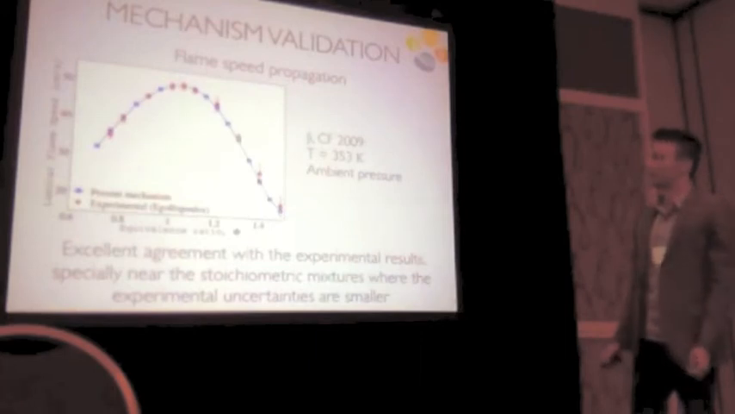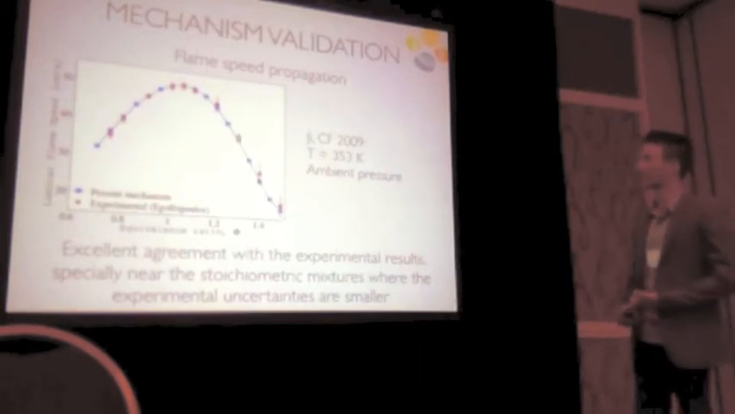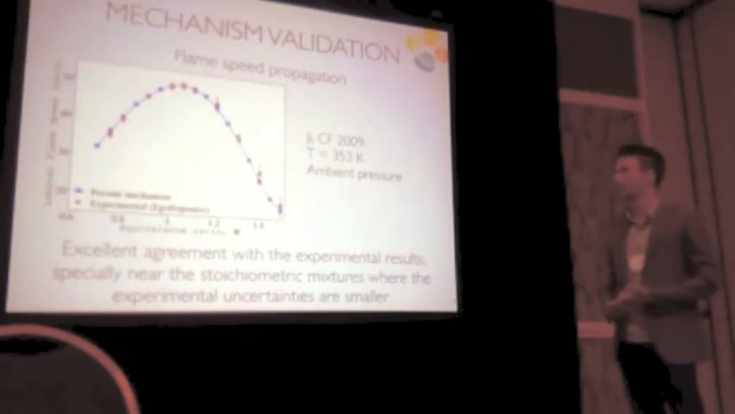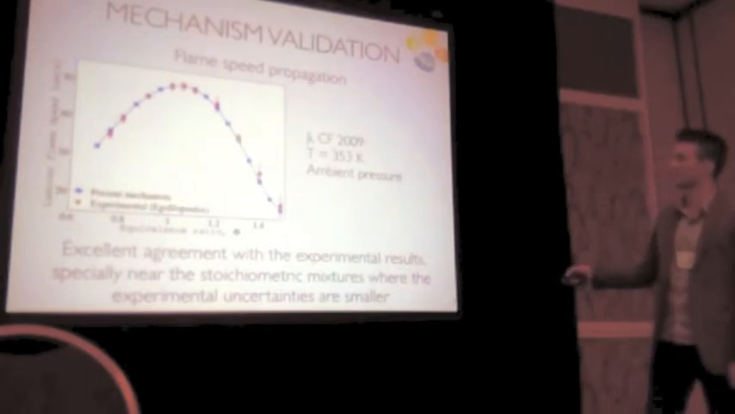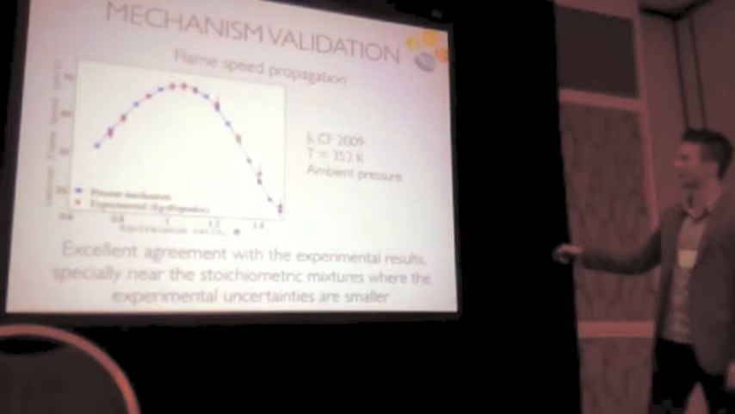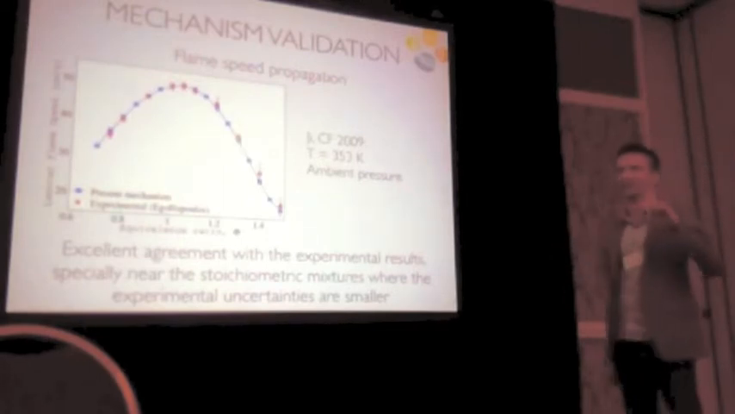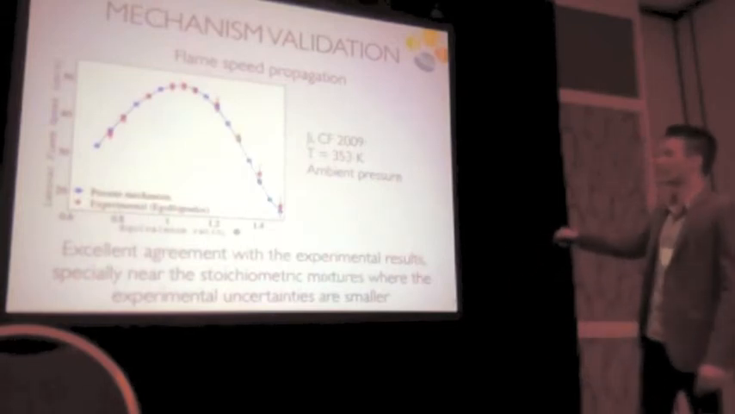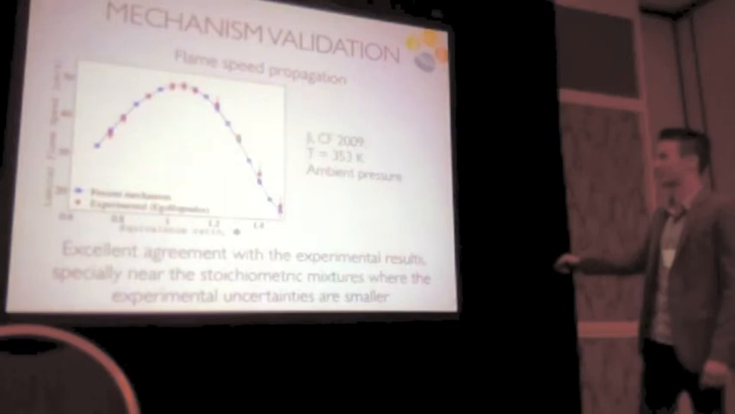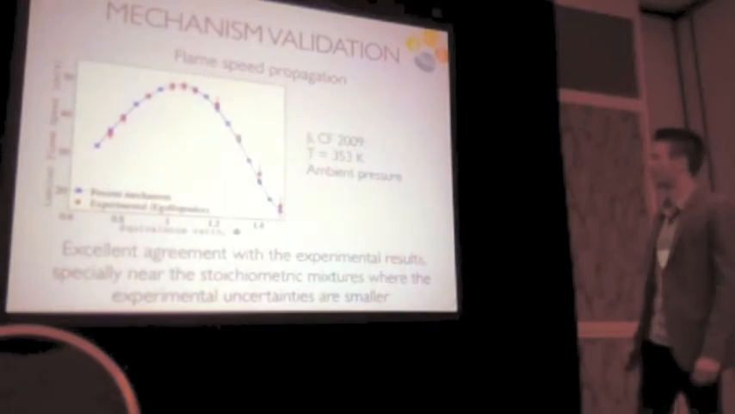So to validate this 97 species mechanism, we do two tests. First, flame speed propagation, which we are focused on here. As you can see, the present mechanism, the blue squares, against the red circles, especially in the near stoichiometric mixtures where the experimental uncertainties are smaller, you can see very good agreement, and it falls within the experimental uncertainties in the off-stoichiometric mixtures as well.